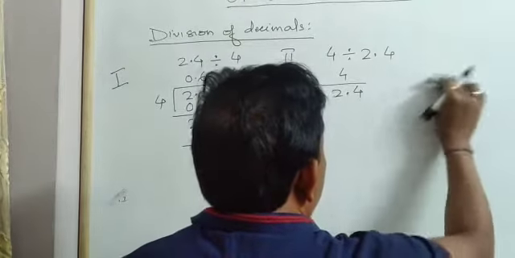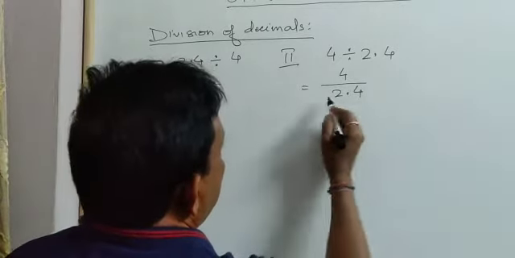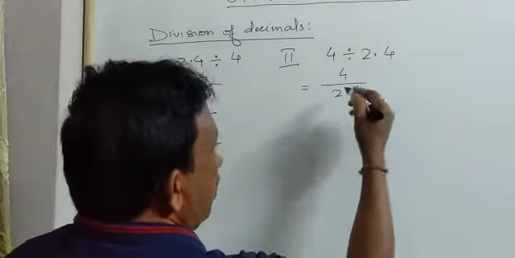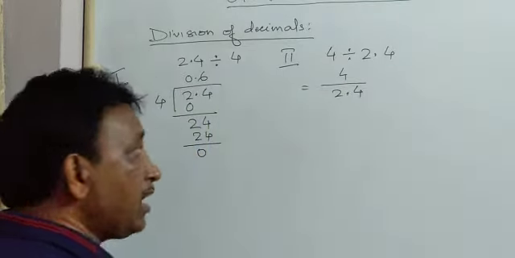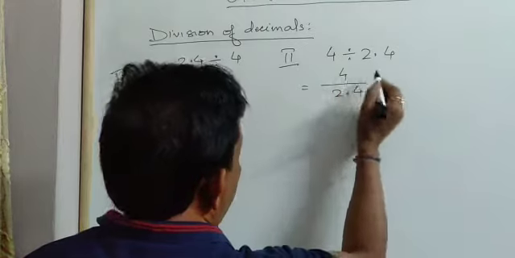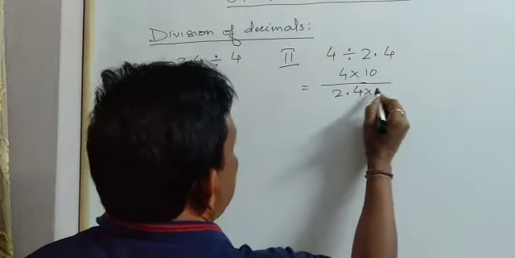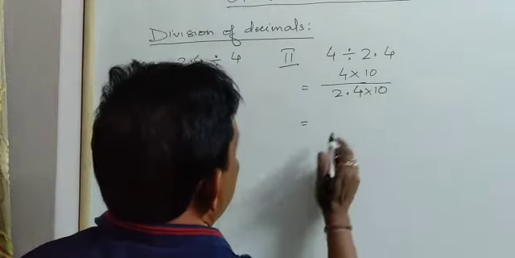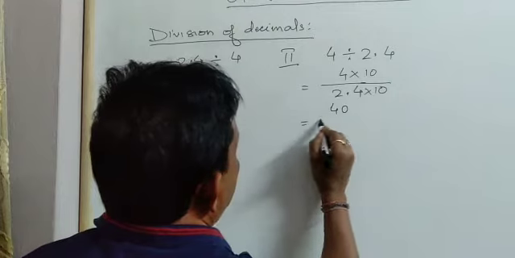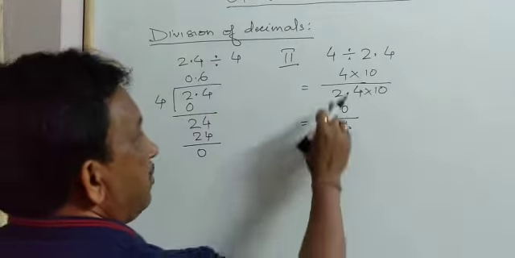In the lower classes, we have learned we'll multiply it by 10. So the numerator also gets multiplied by 10. I am multiplying both the numerator and denominator by 10. That was the way we had learned. So if I multiply it by 10, what happens? The decimal moves towards the right. So it becomes 40 by 24. So this is the division.